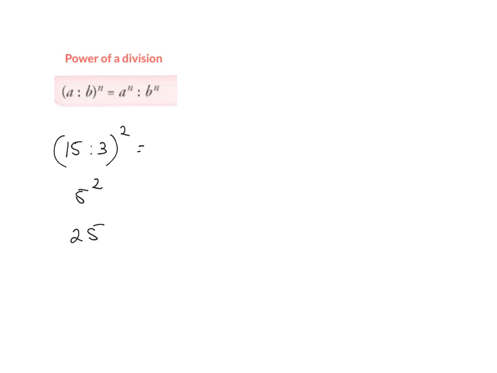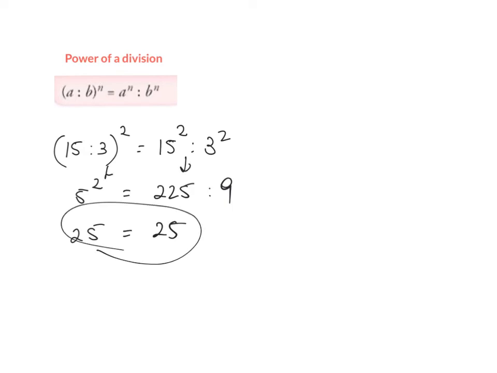This property is telling me that I can do first the division and then raise the result to the 2nd power, or I can do 15 to the second over 3 to the second, and we should get the same result. So 15 to the second is 225, and 3 to the second is 9. Now 225 over 9 is 25. So we see that we get the same result.